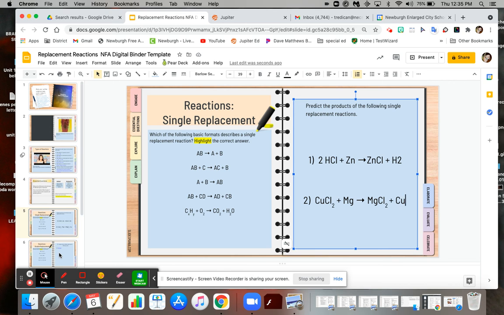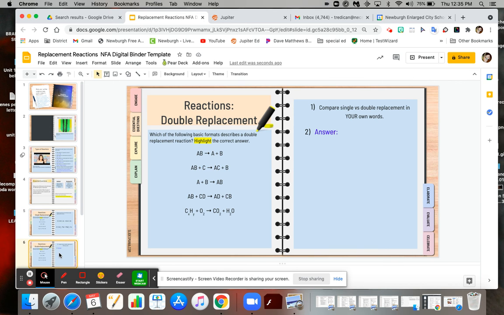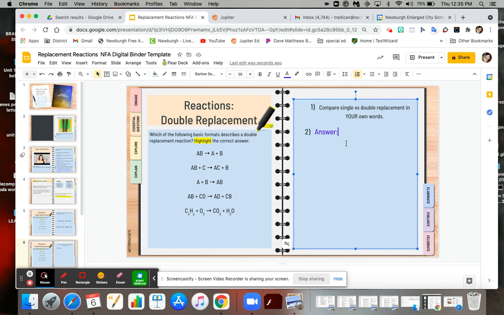Let's keep going. Let's look at double replacement. Take a minute. Which one of these is showing us a double replacement? Hopefully you chose compound, new compound. It's a replacement. In this case, the B and the D are switching or replacing each other, and they're both compounds. That makes it a double replacement.